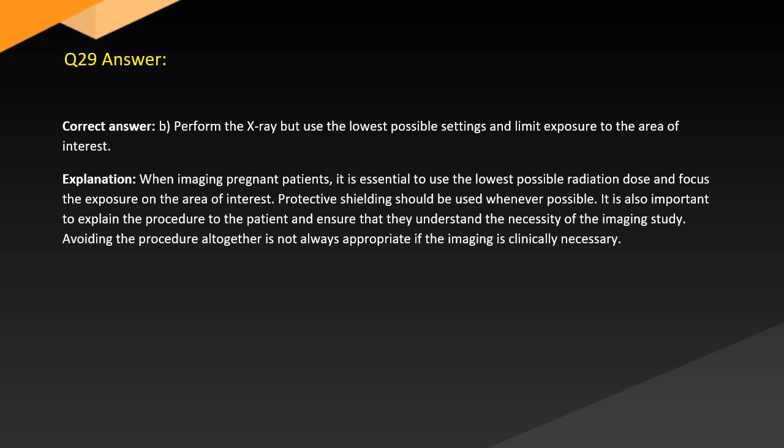Answer. Correct answer: B. Perform the X-ray but use the lowest possible settings and limit exposure to the area of interest. Explanation. When imaging pregnant patients, it is essential to use the lowest possible radiation dose and focus the exposure on the area of interest. Protective shielding should be used whenever possible. It is also important to explain the procedure to the patient and ensure that they understand the necessity of the imaging study. Avoiding the procedure altogether is not always appropriate if the imaging is clinically necessary.